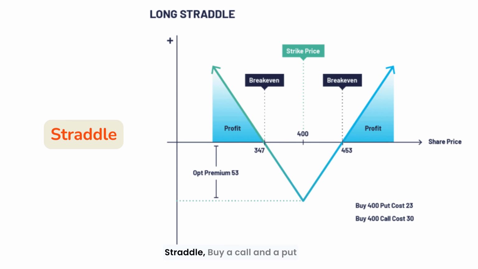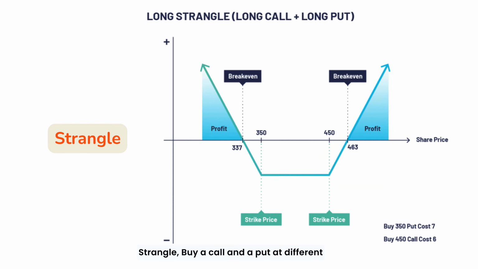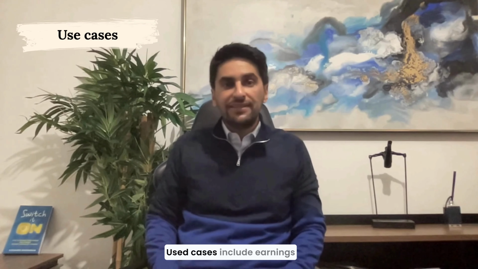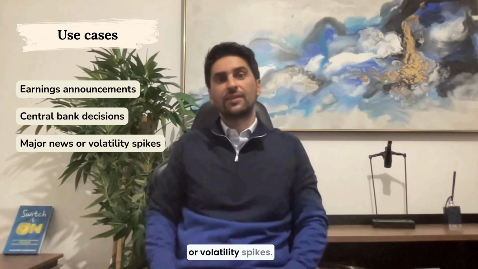Straddle payoff structure. Buy a call and a put at the same strike and expiration. This strategy comes at a high cost but offers unlimited profit in either direction. Strangle payoff structure. Buy a call and a put at different strikes with the same expiration. It is cheaper than a straddle but requires a larger move. Use cases include earnings announcements, central bank decisions, and major news or volatility spikes.